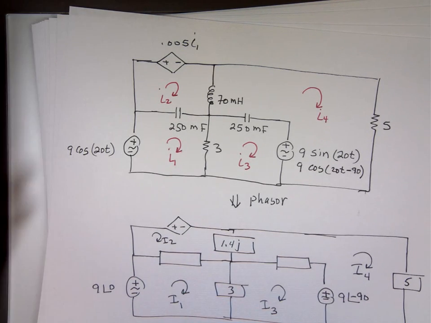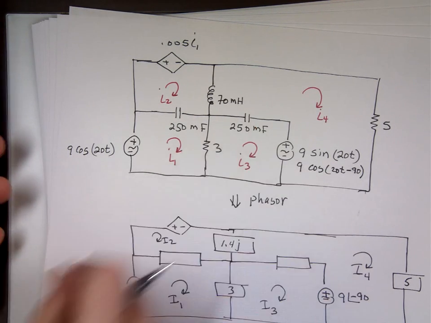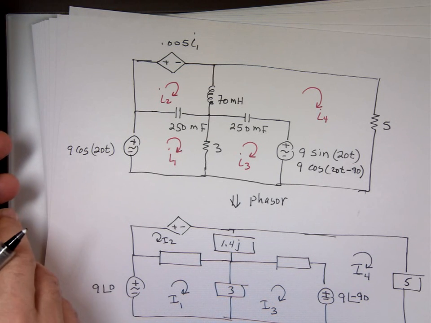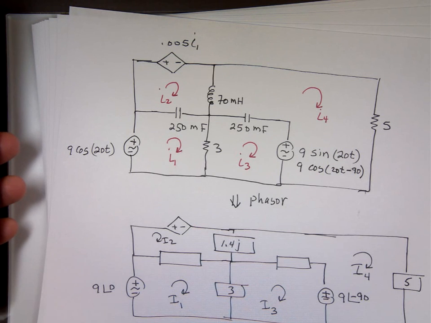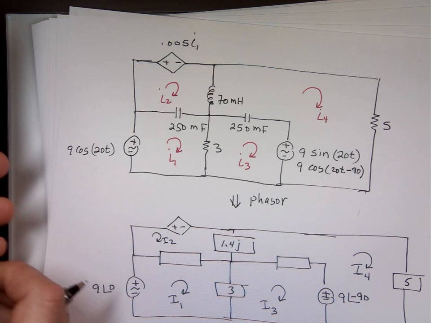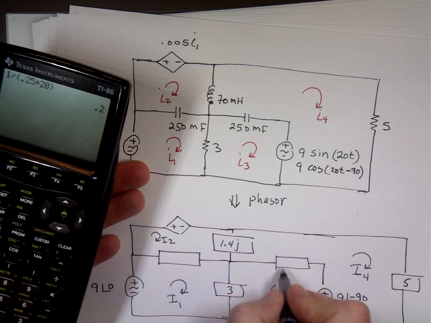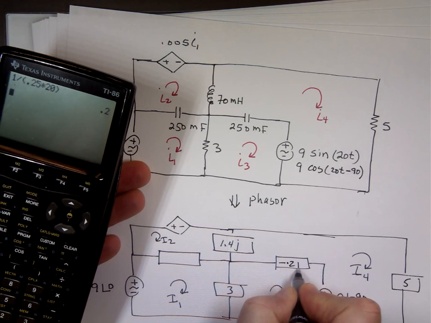Negative j over omega C. Again, this is 0.25 times 20, so 1 divided by 0.25 times 20. Negative 0.2 j. Negative 0.2 j.